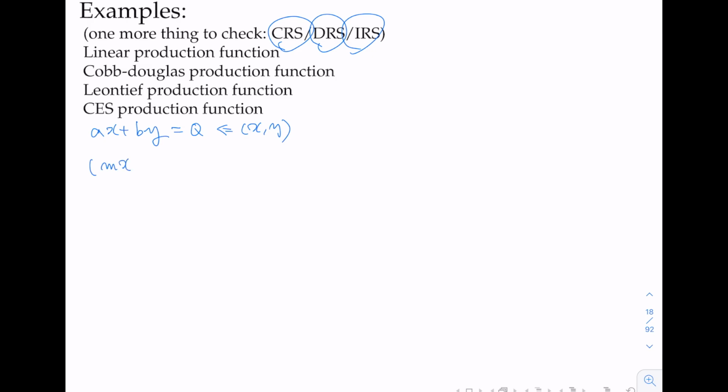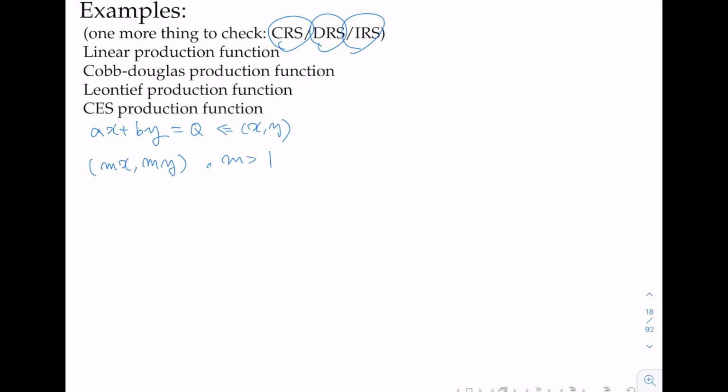But we didn't talk about the CRS, DRS, and IRS because that kind of concept does not mean anything in the consumer theory. But here in the producer theory, this means something. So let's think about the linear function. So this will be output Q when you have X and Y input.